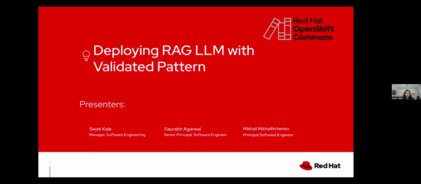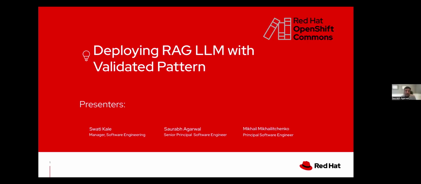My name is Swati Kale, and I'm an engineering manager with Ecosystem Engineering team. I work with OpenShift AI partners with various engineering initiatives, which mainly include solution building and integration. So today we will talk about one of the solutions, a validated pattern deployed by our team. It is based on LLM on OpenShift demo. It generates Red Hat product proposal for given customer. And my team members, Saurabh and Mikhail, are among the main contributors to it. I will pass it over to Saurabh for his introduction.